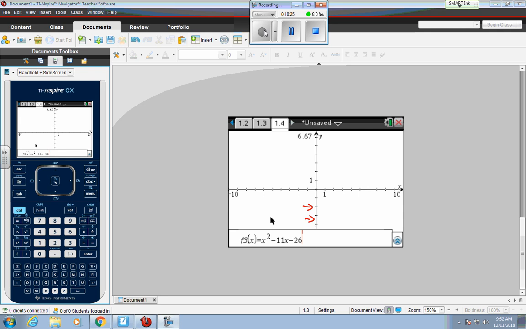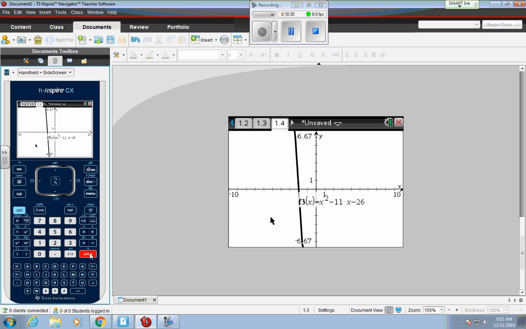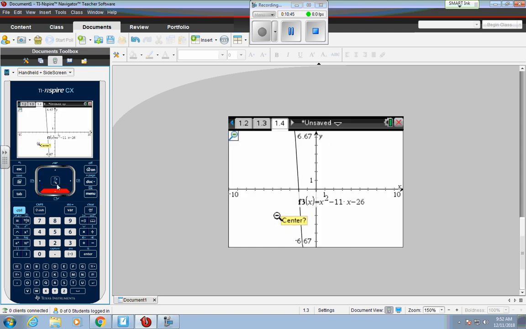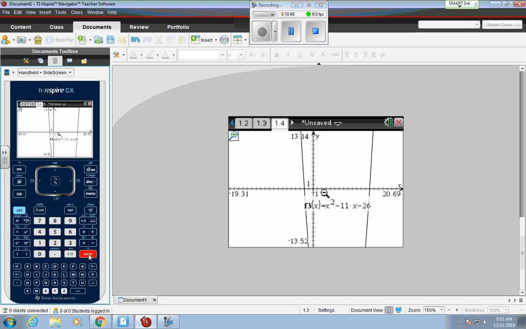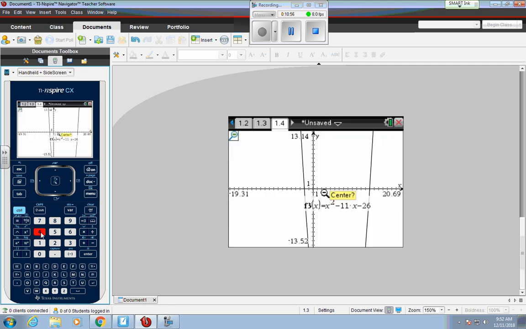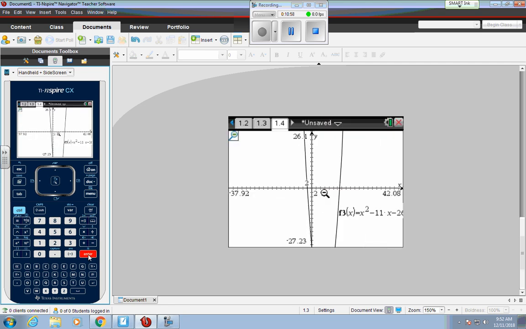So I plugged in my x squared minus 11x minus 26. And I'm going to graph it. Now clearly you can see it is outside the scope of the window. So again, if you want to zoom out, 4, go to the center, zoom out. Okay, there it is. Now that's most of it. You can zoom out again if you want to see the entire graph. But you don't have to, because once you find the values, it will zoom out for you.